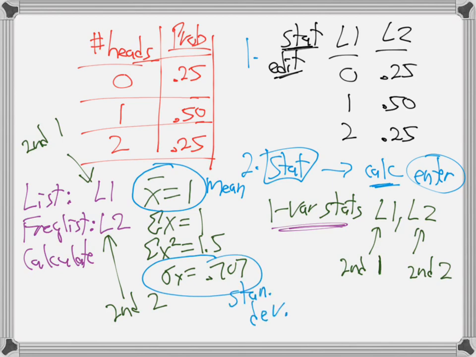The 0.707 number. Is that making sense? So the x bar is the mean. That always means average, right? And sigma, that weird little Greek symbol, that means standard deviation. And the Σx, or the x, is what again?